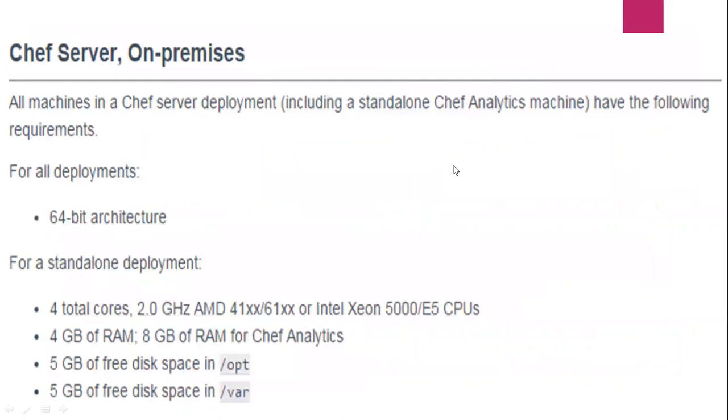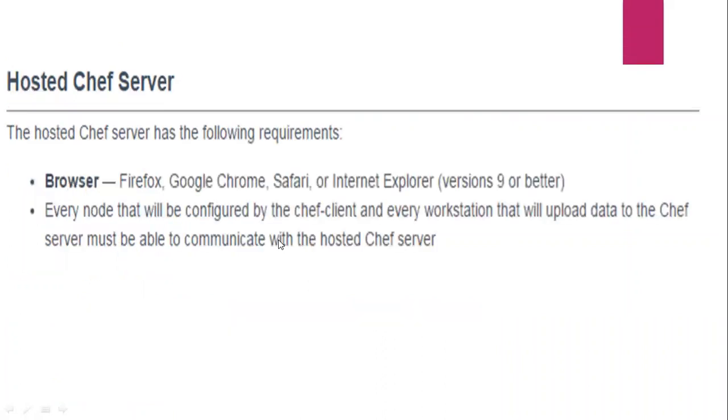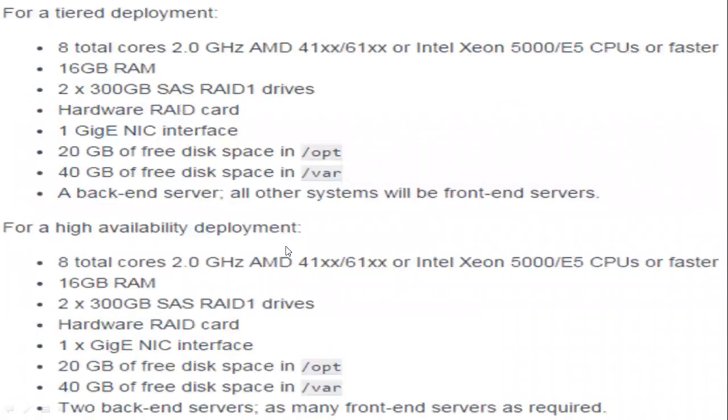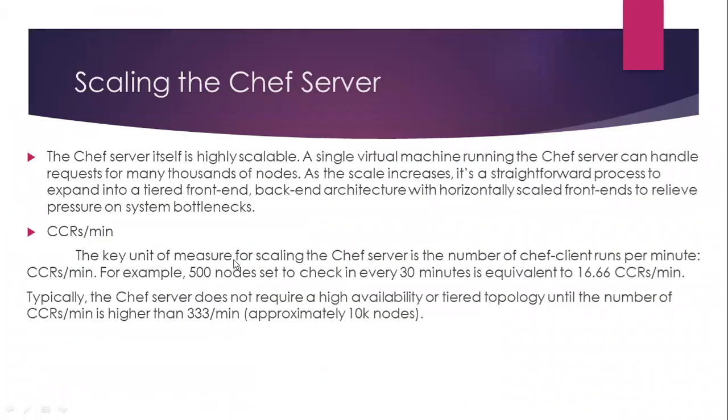But if I want to go for an on-prem Chef server, what is the mechanism and what unit do I have to choose to set up a Chef server? They suggest 64-bit, 4 GB RAM. Sorry, 8 GB RAM is recommended, in case we go with Analytics also. Hosted Chef server is just internet connected, that's it. But if you are looking for a tiered deployment, this is the configuration. For high availability, this is the configuration.